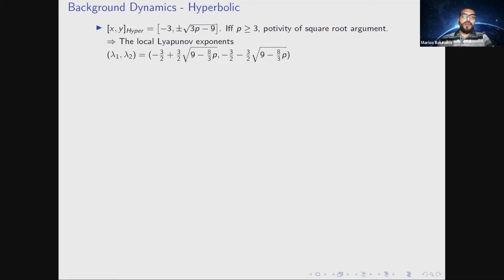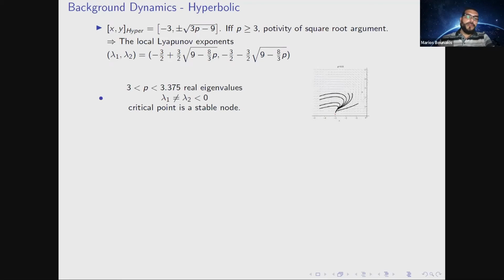Obtaining the local Lyapunov exponents, it is evident to see 3 distinct cases. One is when p is between 3 and 3.375, where the eigenvalues are both different, real, and negative. And then the critical point is a stable node.